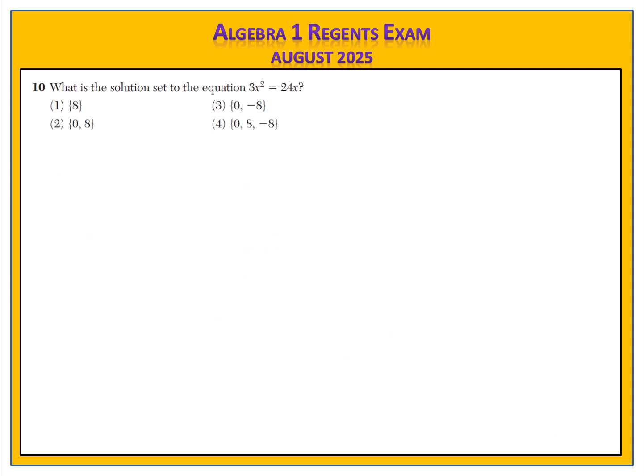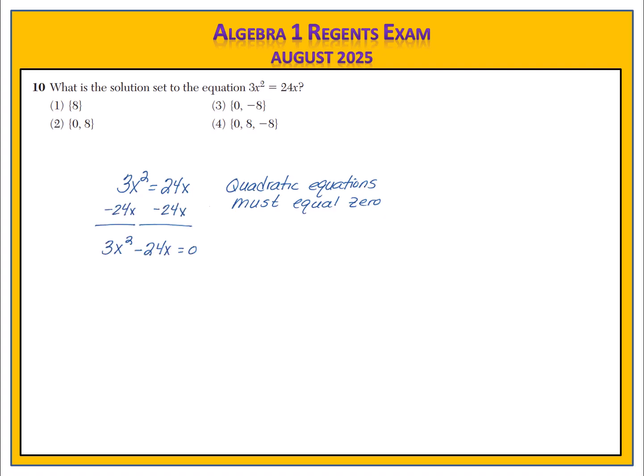Problem number 10. What is the solution set to the equation 3x squared equals 24x? This is a quadratic equation because it has x squared in it. Quadratic equations must equal 0, so we begin by subtracting 24x from both sides. Once we have set the equation equal to 0, then we can use any method we'd like.